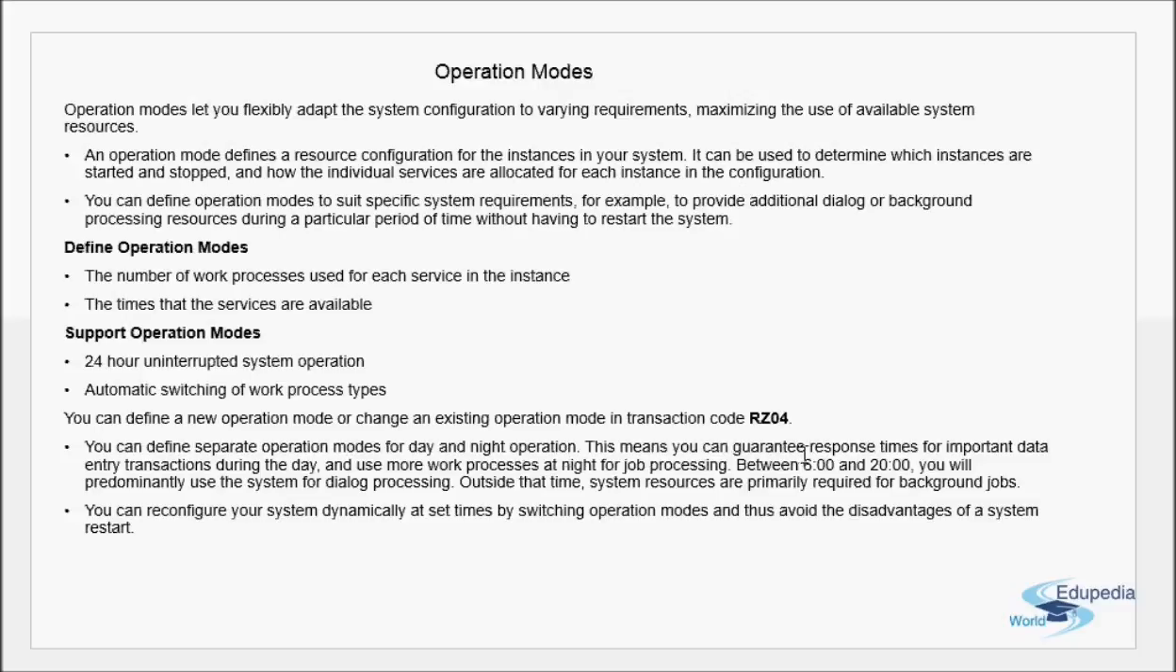Between 6 hours in the morning and 20, that is 8 p.m., you will predominantly use the system for dialog processing. Outside that time, system resources are primarily required for background jobs. So in a real-time production system scenario, from morning 6 to 8 during our work hours, when the users are directly accessing the system using dialog logins, you will require more dialog work processes.